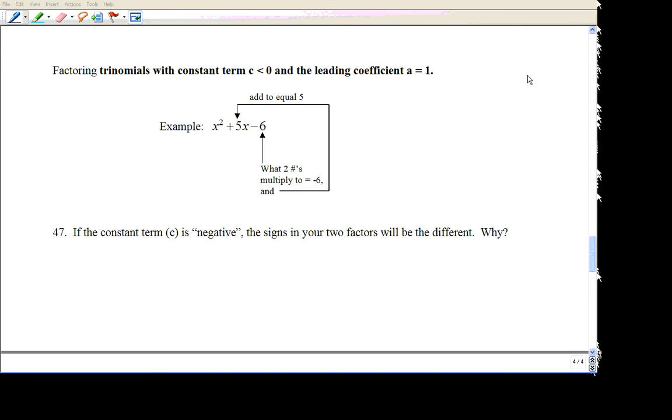So looking at a trinomial with a constant term c that is negative and the leading coefficient is still 1, it's really similar, but let's look at number 47. If the constant term c is negative, the signs in your two factors will be different. Why is that? Well, in multiplication, if you have a negative product, you can only get that by multiplying a positive times a negative. Therefore, one of our two binomials will have a plus sign and one of them will have a minus sign.